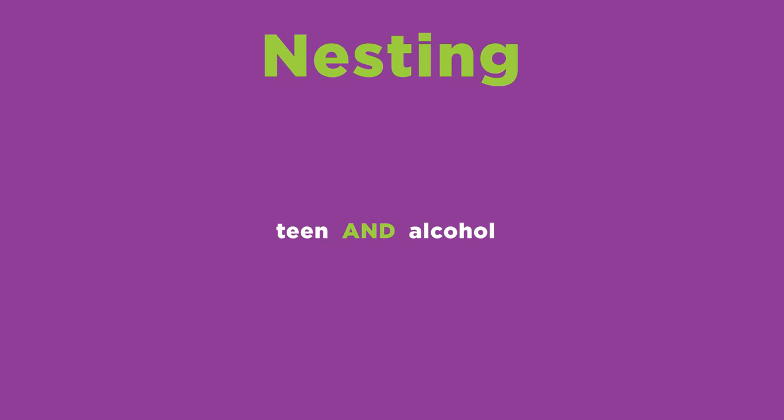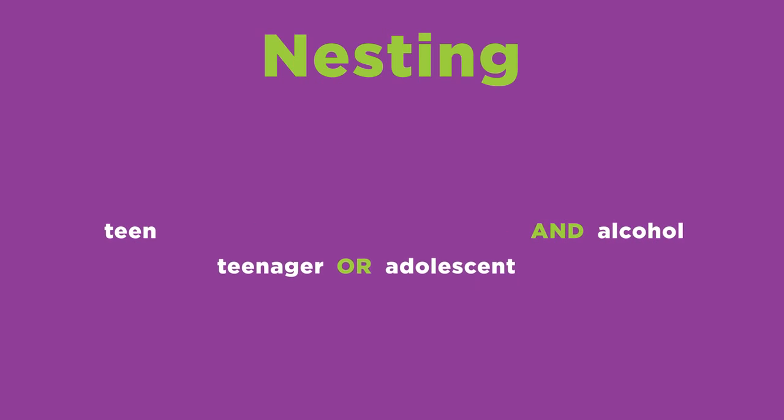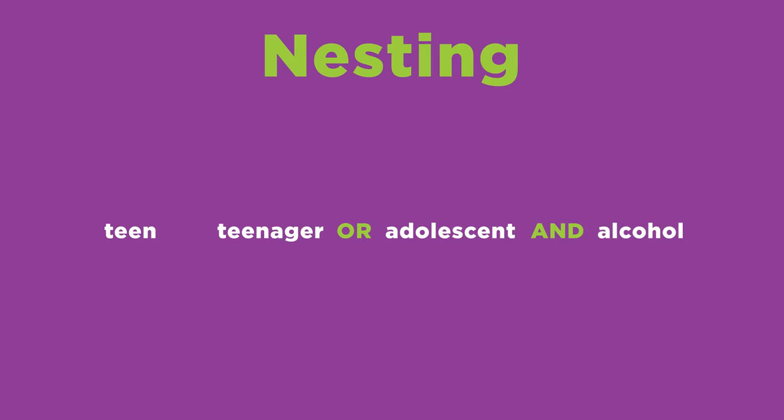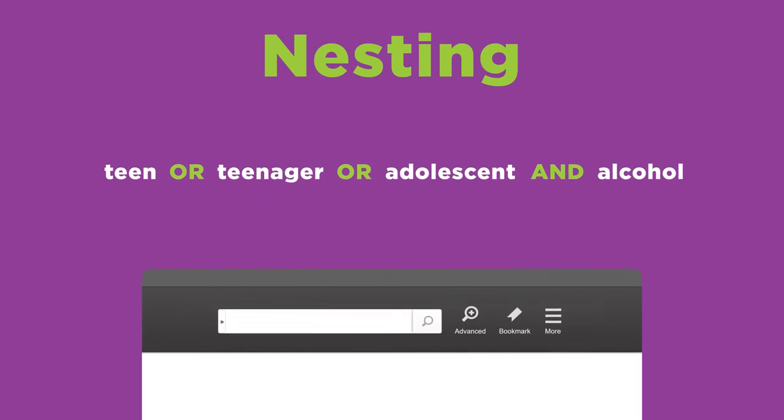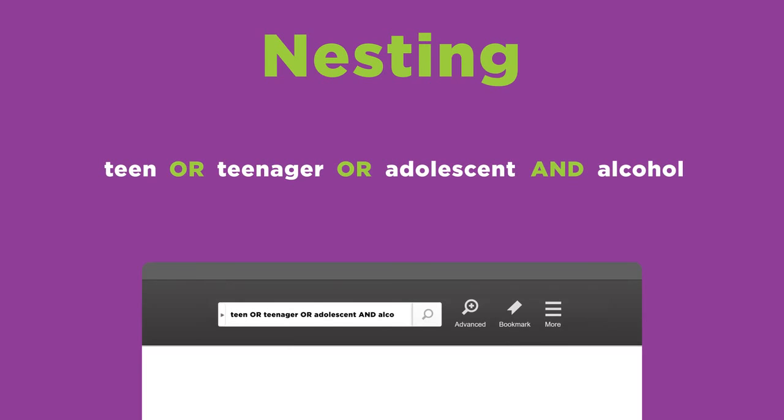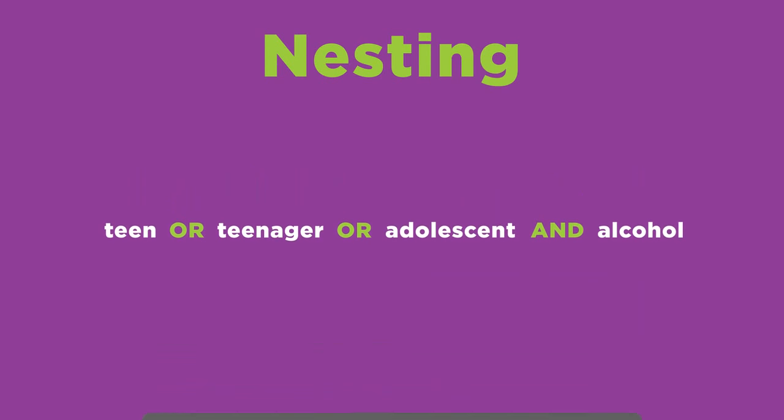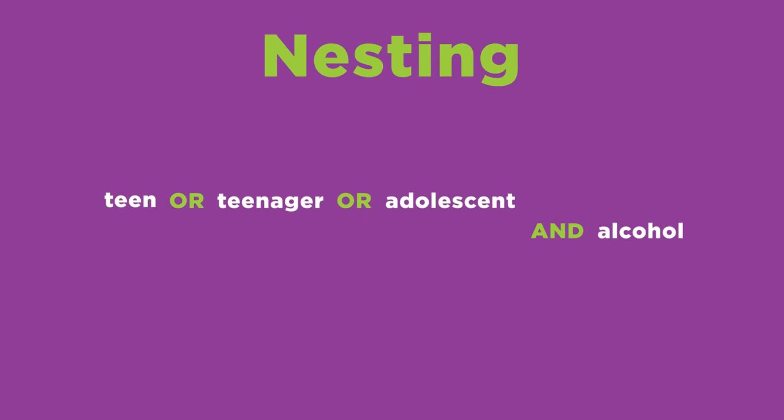A teen is also commonly called a teenager or adolescent, so we should include those terms in our search string by combining them with or. To find information about teens and alcohol, you could try this. However, this search string does not make it clear that teen and its two synonyms should be grouped together.